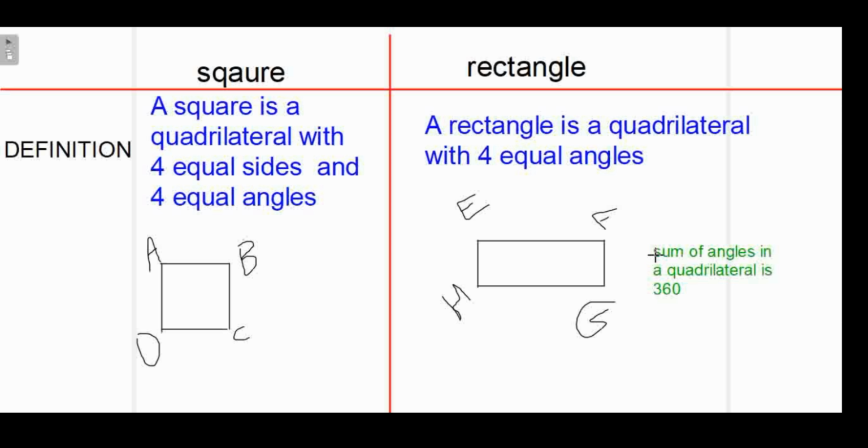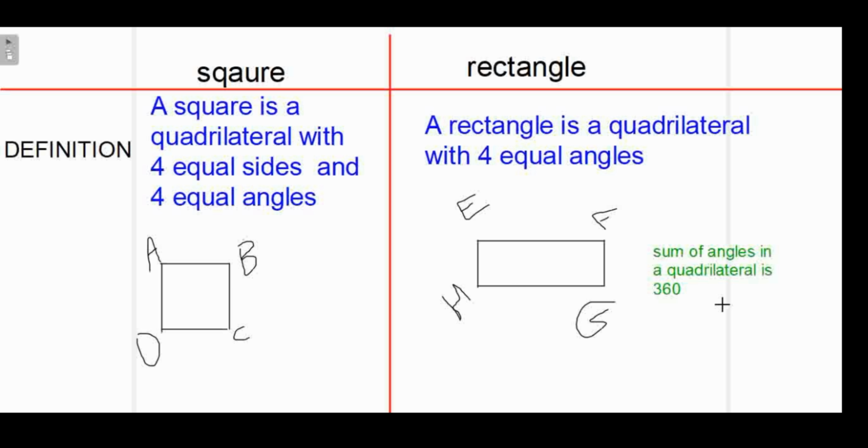And a general note: the sum of angles in a quadrilateral is 360, whether it is a square or a rectangle. This fact applies for all quadrilaterals. Their sum of the angles is 360. So if we add angle E plus angle F plus angle G plus angle H, which is 90 plus 90 plus 90 plus 90, it will be 360.